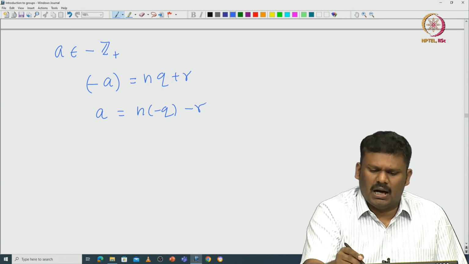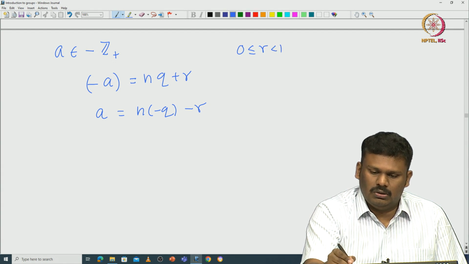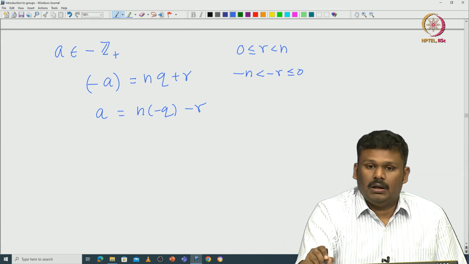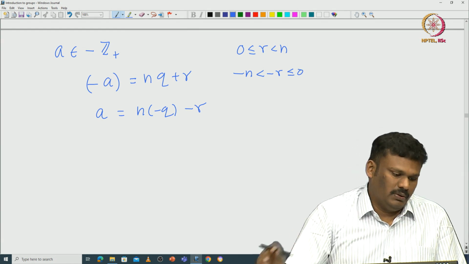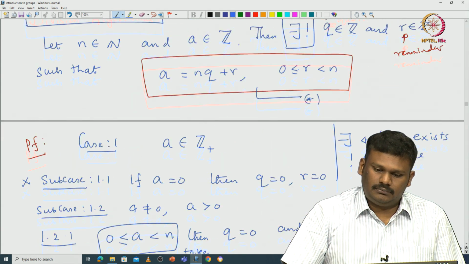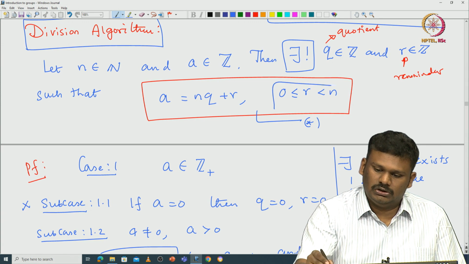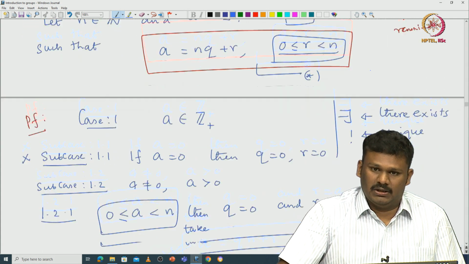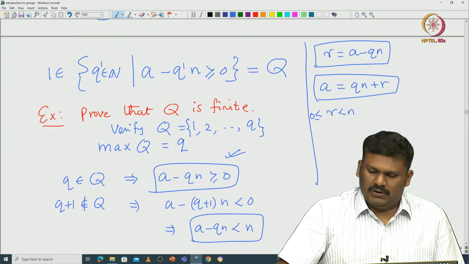But the thing is, this R is greater than or equal to 0 and less than n. So, what will happen to minus R? Minus R will be greater than minus n and less than or equal to 0. But what we want is something that is actually less than n. So, you can modify this so that the remainder R is always between 0 and n minus 1.